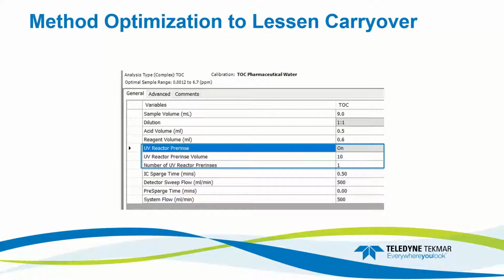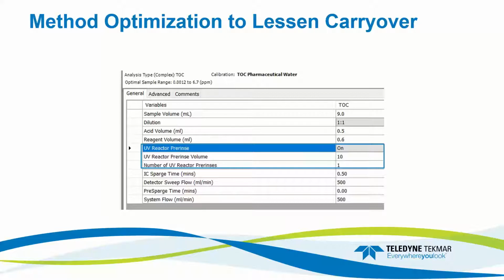So, method optimization to lessen carryover. We want to make sure the system is as clean as possible. So how do we do that? Let's start with a method optimization to decrease carryover. The Fusion is spec'd at less than 1% carryover for default methods, but we need to consider if your standard or your sample run is over 5 ppm, 1% of that could be right around 50 ppb. And if your samples are around 50 ppb of carbon to begin with, which is what we're talking about for this application, then that could cause some issues.